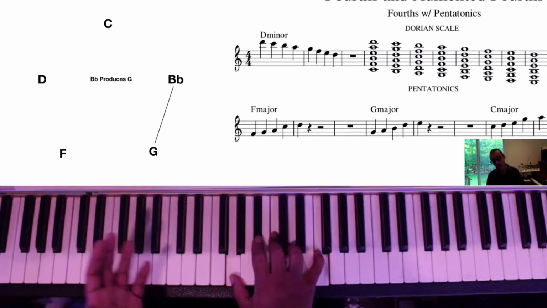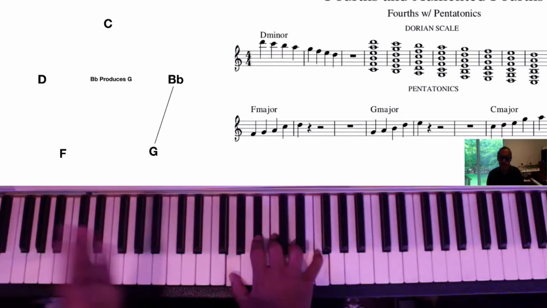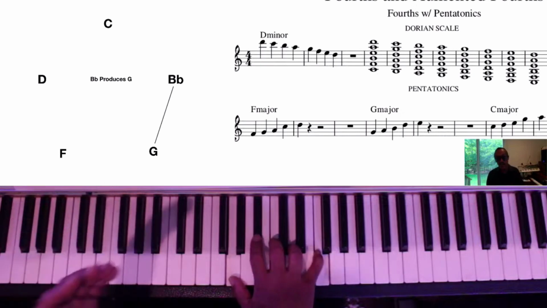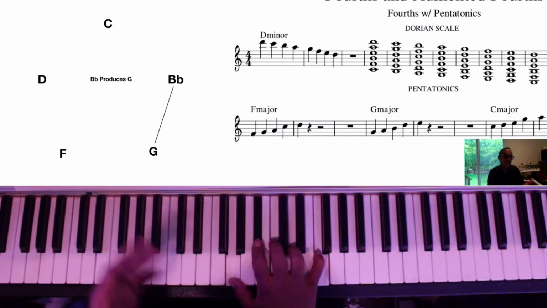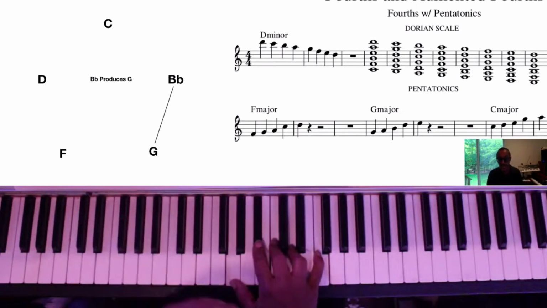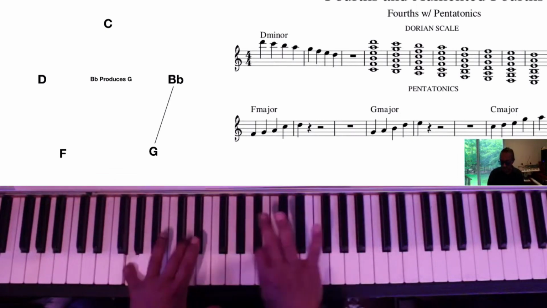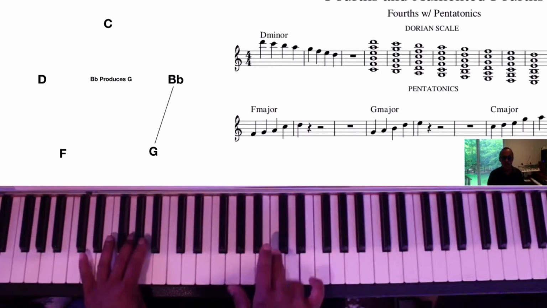But B flat and G have a relationship. It's like a parent and kid relationship. It's relative minor. B flat's relative minor is G minor. You dig? It's his kid. So that's how we. You know that, right? B flat major. You guys have been down that road before, right?